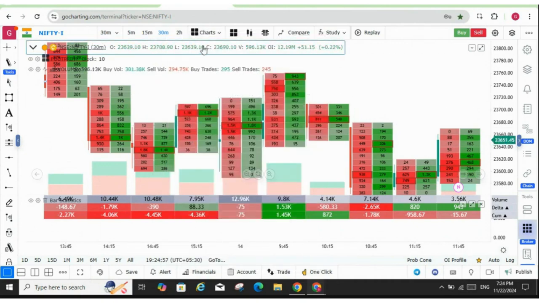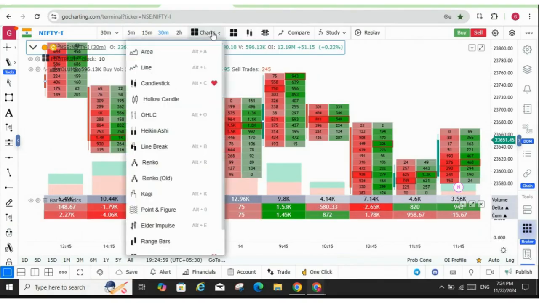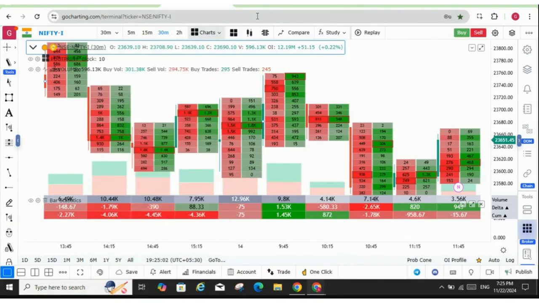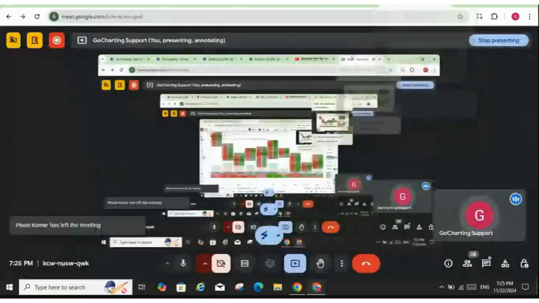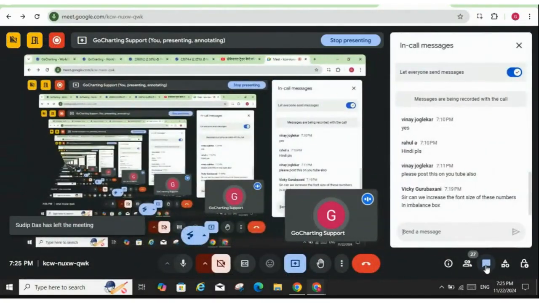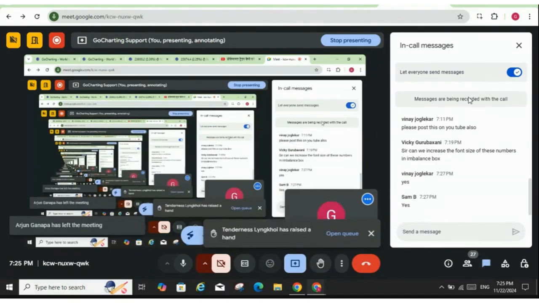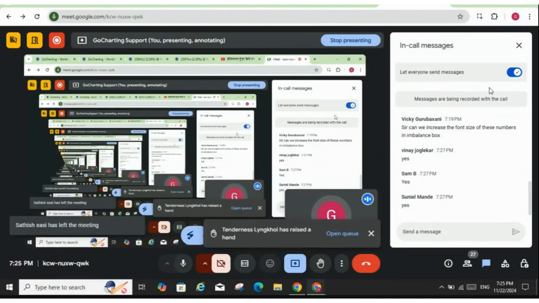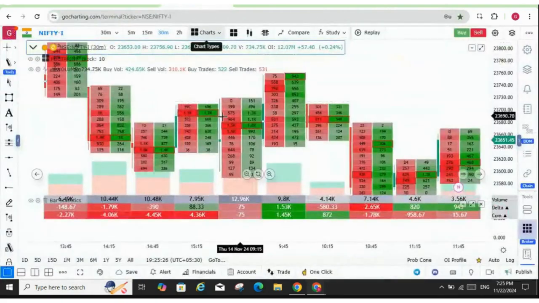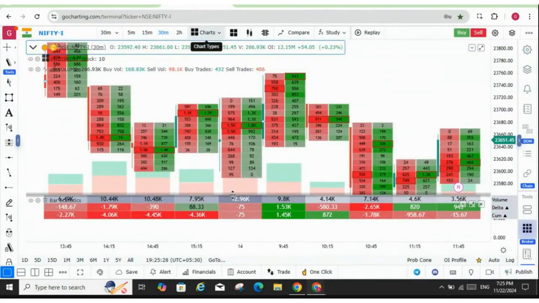So this was about chart types. I hope you are getting what I am trying to explain. If it is clear to you, kindly tell me in the comment section. Say yes, no, whatever it is. Yes, we will post this on YouTube for sure. Great. We'll open the question answer session at the end, so kindly hold on with me. I have taken lots of time to explain this.